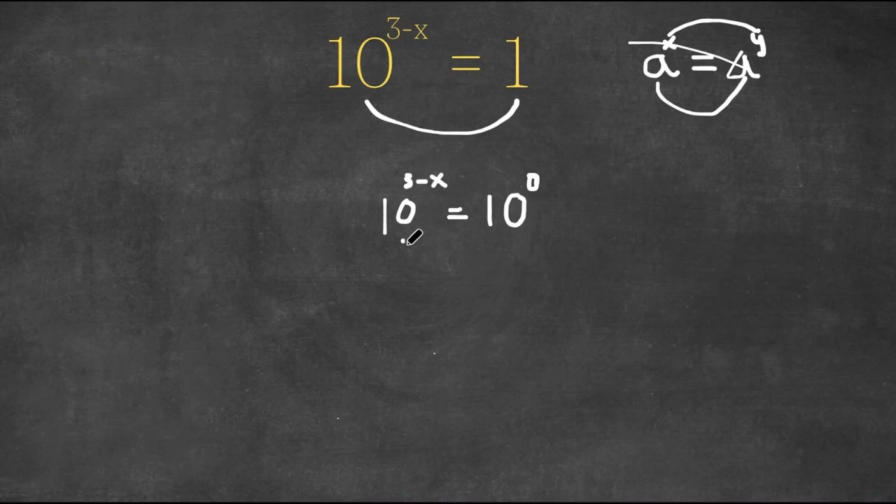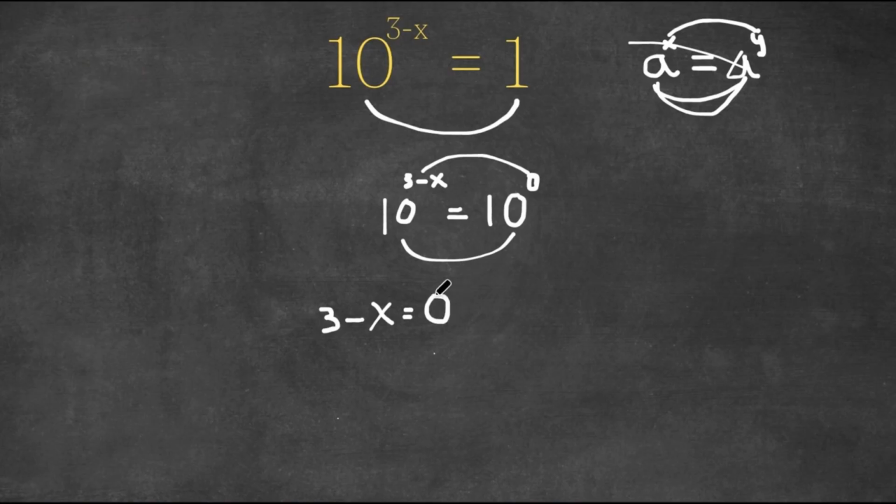Now notice how these two bases are the same, just like this one. Think of 3 minus x as x and the 0 as y. Because these two bases are the same, these two exponents are the same as well. So we can just ignore the bases for now and just set 3 minus x equal to 0. And now, as you can see, we've created a simple equation using our method.